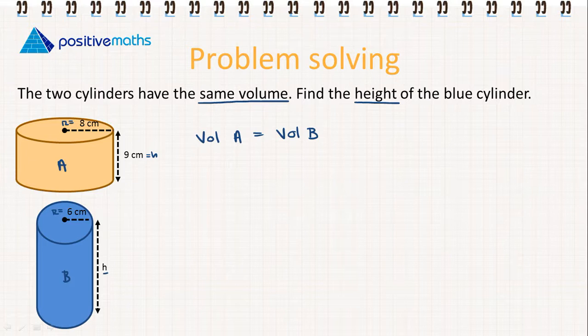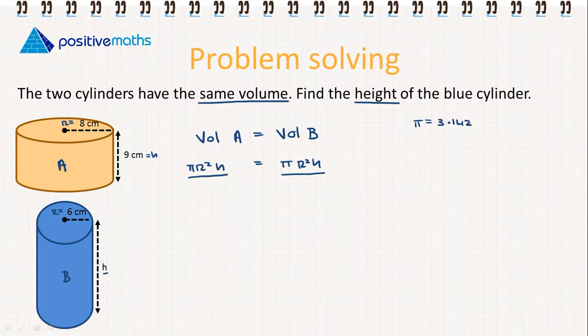Okay, now we're going to write down the equation for the volume again. So the volume of A is going to be equal to pi r squared h. Volume of B is also going to be pi r squared h. But we just need to be careful here that the formula on the left, we're going to be using 8 and 9. And the formula on the right, we're going to be using 6, and we're going to be looking for h. So we can say that these are equal to each other because they've told us at the start. Okay, for this question, again, we're going to use pi is equal to 3.142.